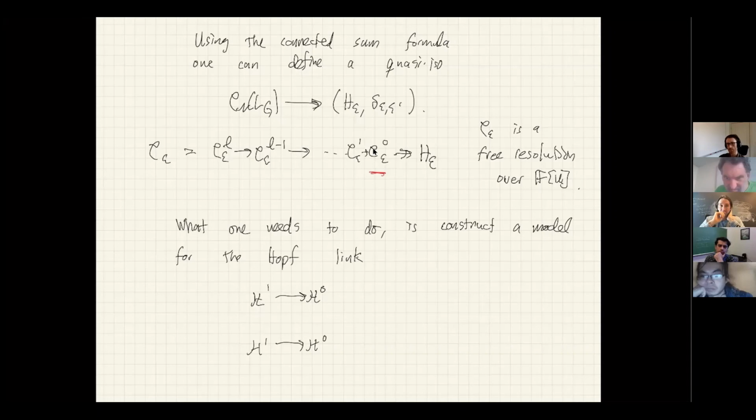And so basically after you've proven this connected sum formula, it becomes a pretty concrete computation involving the Hotflink. The goal is basically you need to construct this model of the Hotflink that has this filtration property to the maps.